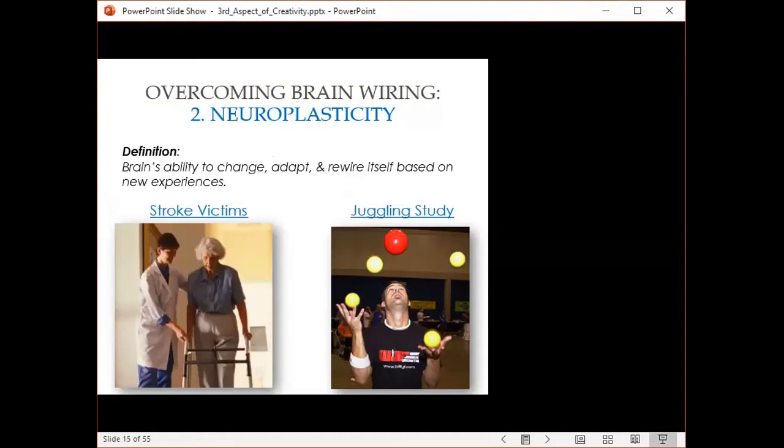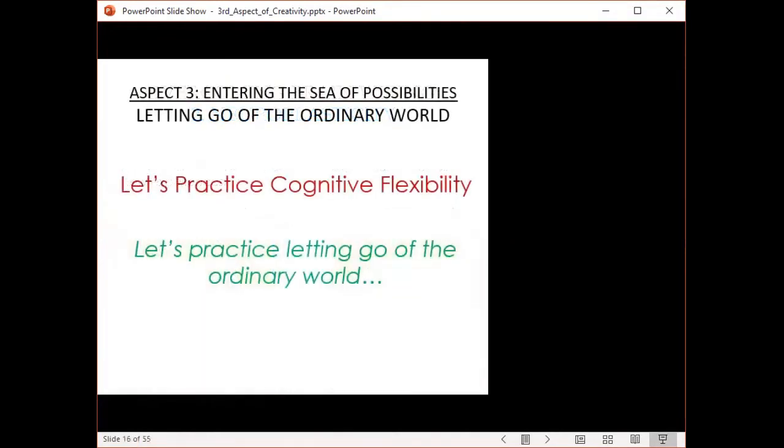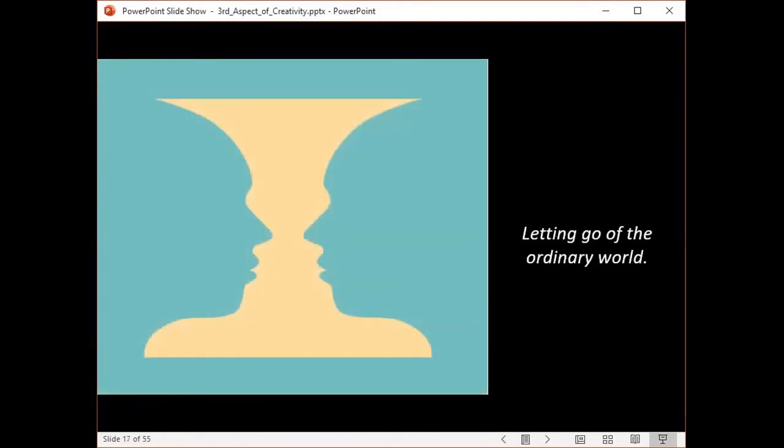Okay. So then what it seems like we can do is we can practice, we can exercise our brain so that we're not so attached to the functionality of the left. This is kind of what we mean by cognitive flexibility. We can practice accessing multiple meanings. We can practice letting go of the ordinary world. Okay. So let's go ahead and do that now together. We're going to go through various images and puzzles, and I want you to get a sense for what it feels like to leave the ordinary world behind, to cut the ties we have with our ingrained beliefs and ideas and perceptions, okay?